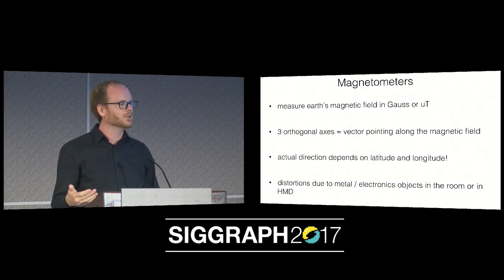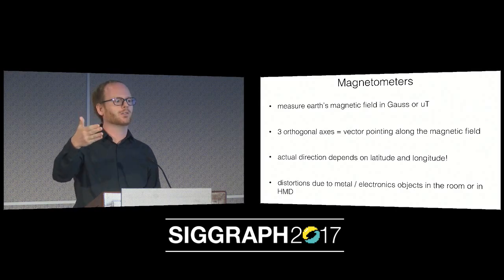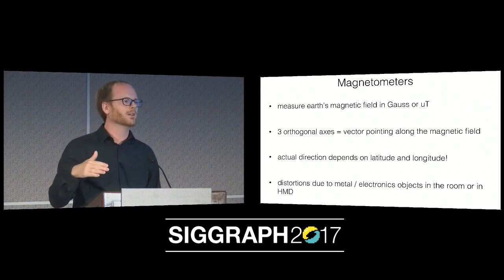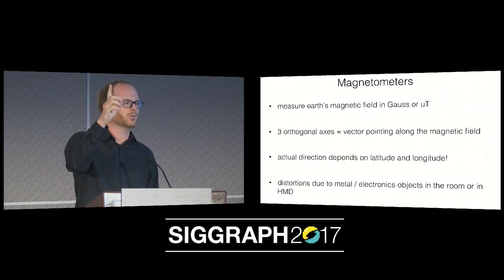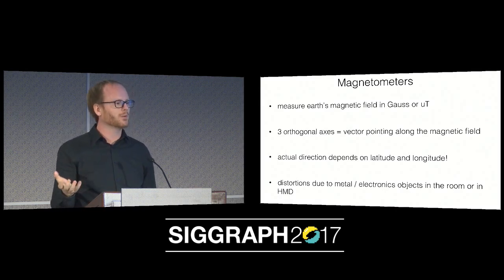That would actually change depending on the latitude and longitude on the surface of the planet. If you're directly on the North Pole, it would point down. If you're on the equator or somewhere close by, it'll point north. But it's also going to point down a little bit. So you would have to know approximately where you are if you want to be able to use these values reliably.